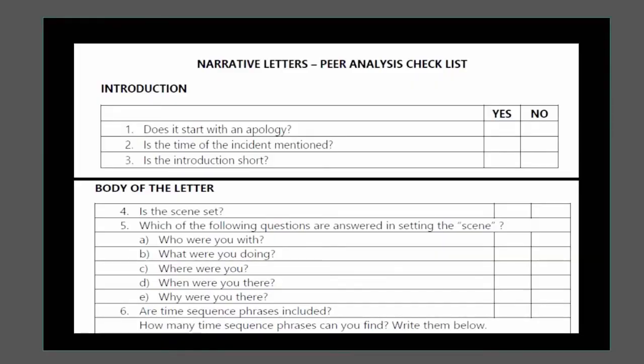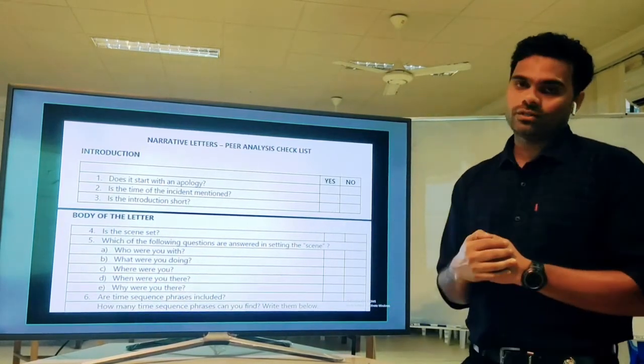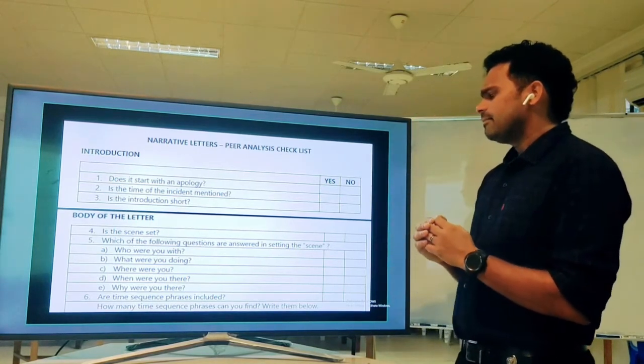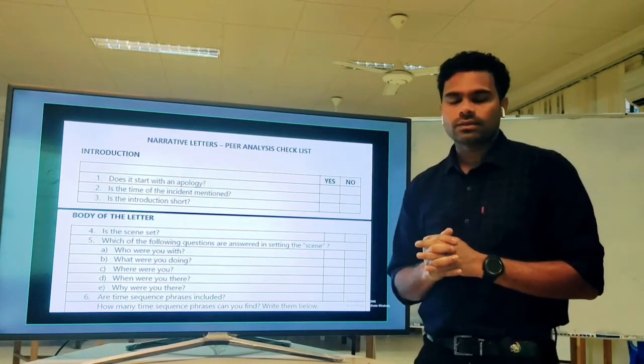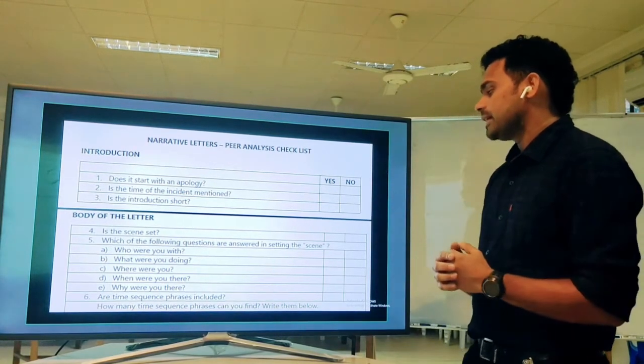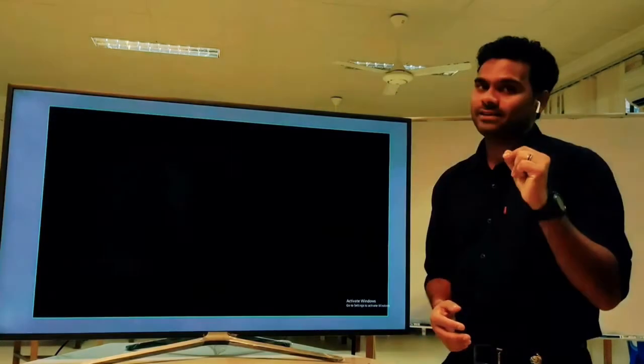Then, which of the following questions are answered in setting the scene? So, I told you, who were you with? What were you doing? Where were you? When were you there? Why were you there? So, try to answer all these WH questions to set the scene. Are the time sequence phrases included? How many did I tell you? At least 3. How many time sequence phrases can you find? At least 3 you have to find.